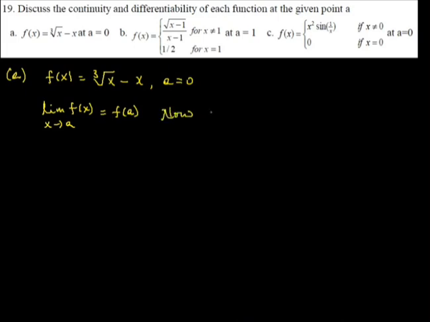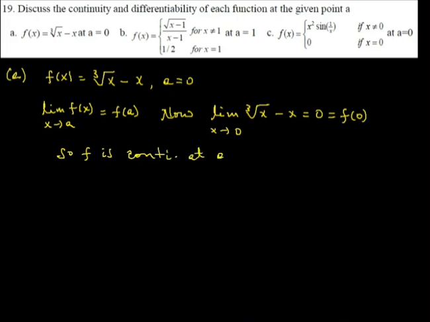Now we can see that the limit of the cube root of x minus x as x approaches 0, or A, is 0, which is exactly the same as f of 0. So f is continuous at the given point A equals 0.